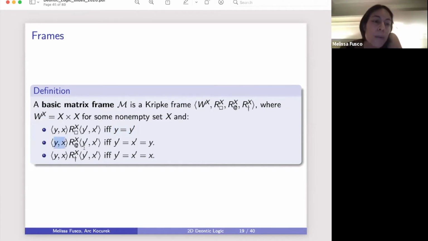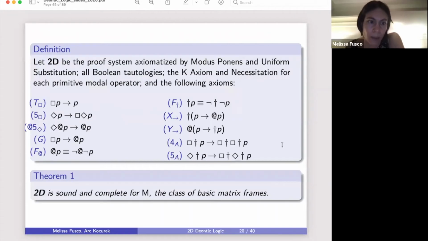The actually operator will take you to a diagonal point, where y' equals x', but in particular, that value will be set by y. And then the dagger will do the opposite, so it'll take you to a diagonal point where y' equals x', but that particular value is set by x for your starting point. So these relations are functional, which is what they look like in the picture. And this one is certainly not.